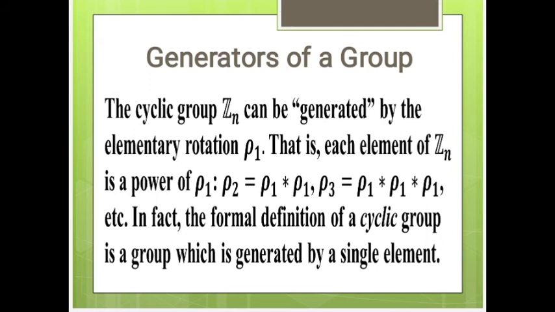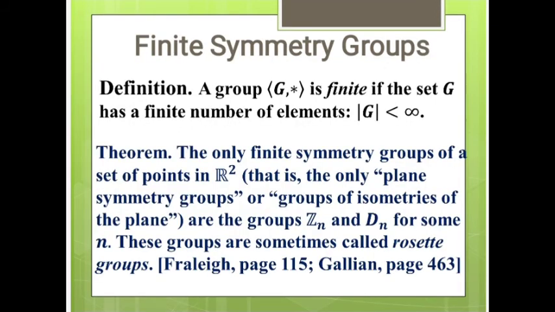So the dihedral group D sub n can be generated by two symmetries, a rotation and a reflection. This is the reason these groups are called dihedral groups. And also the finite symmetry groups. A group is finite if the set G has a finite number of elements.